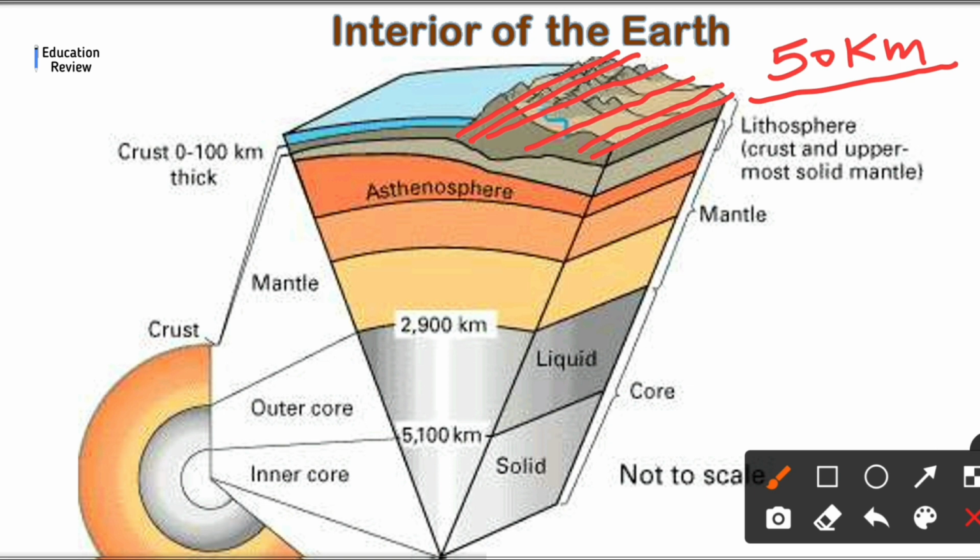Okay, the blue color is showing oceanic crust. Here the thickness is up to 5 kilometers. Okay, after the crust, this portion is mantle.